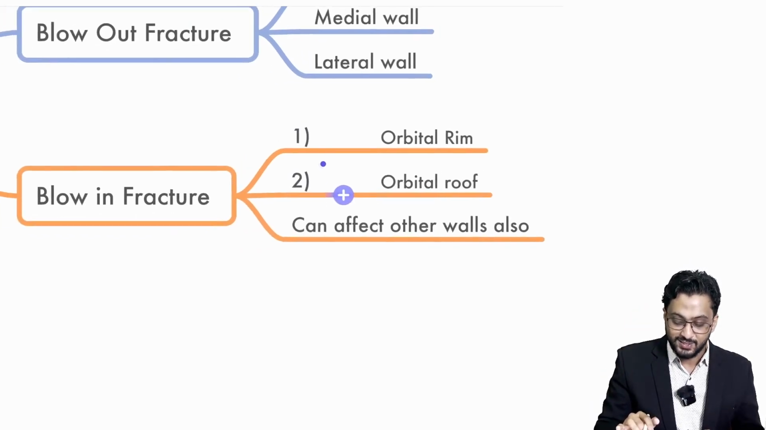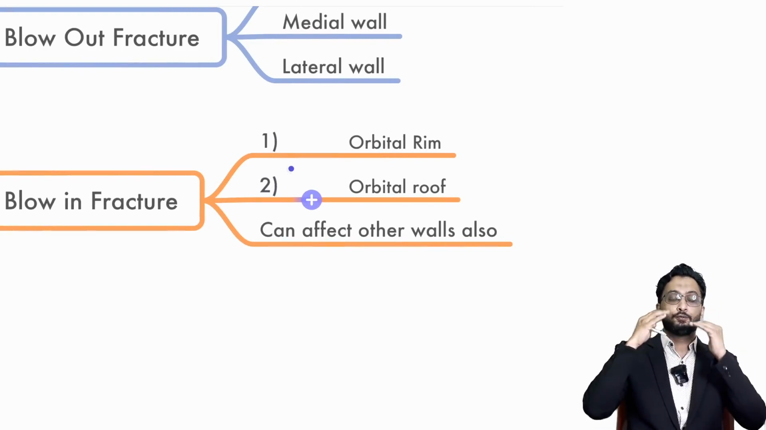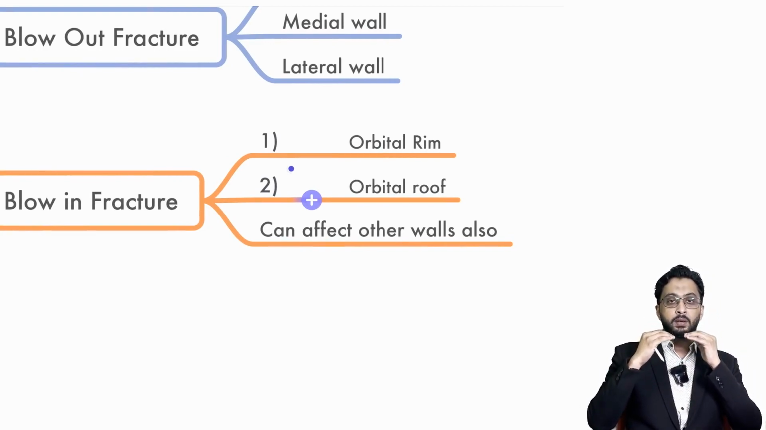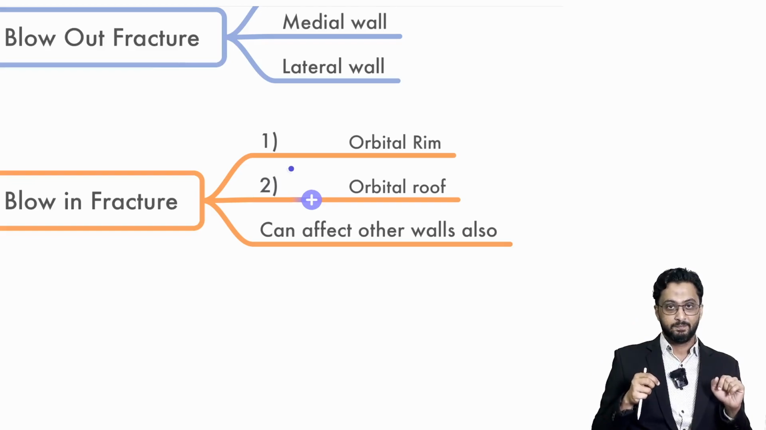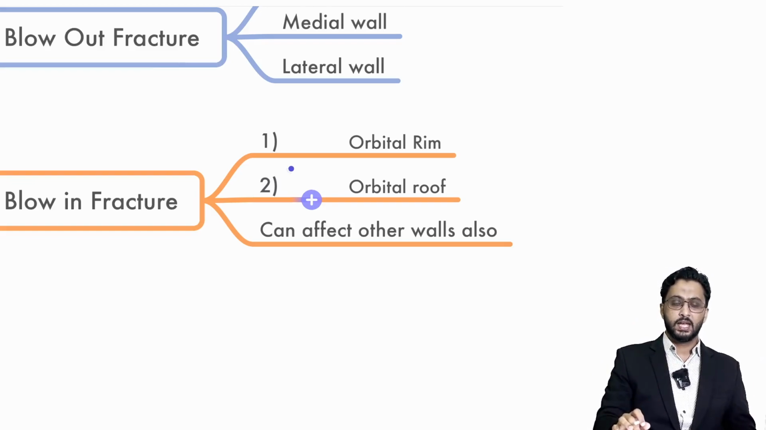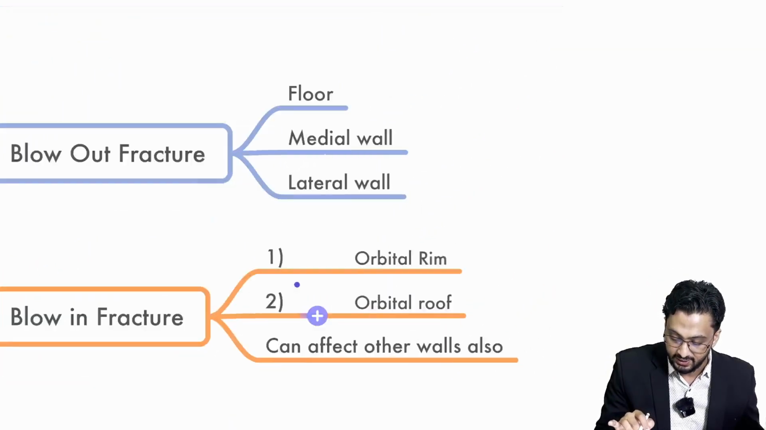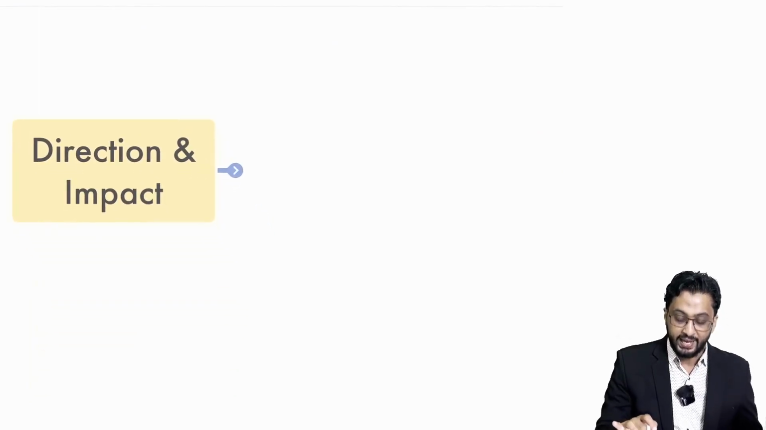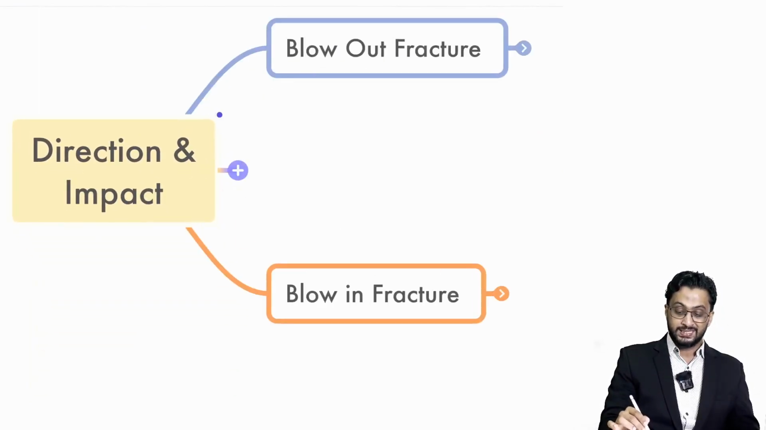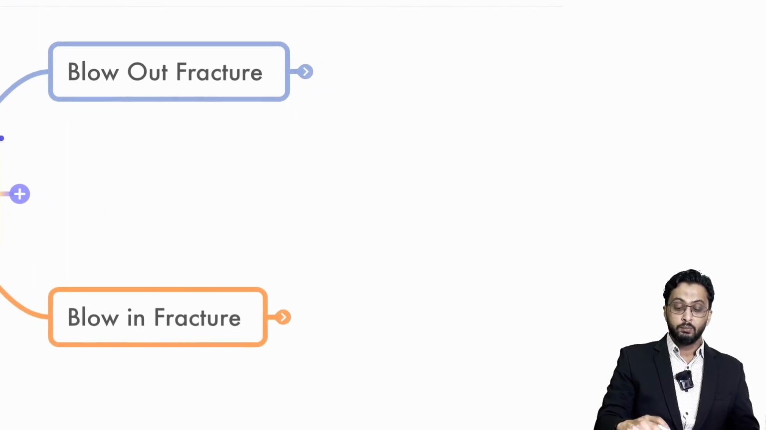So to say, if there is a fracture of the floor of the orbit along with the rim, it is a blow-in fracture. If the rim is not involved, then it is a blowout fracture. This is a very important differentiating feature. Now I'll come to the direction of impact. This is very important to understand the blowout and blow-in fractures.